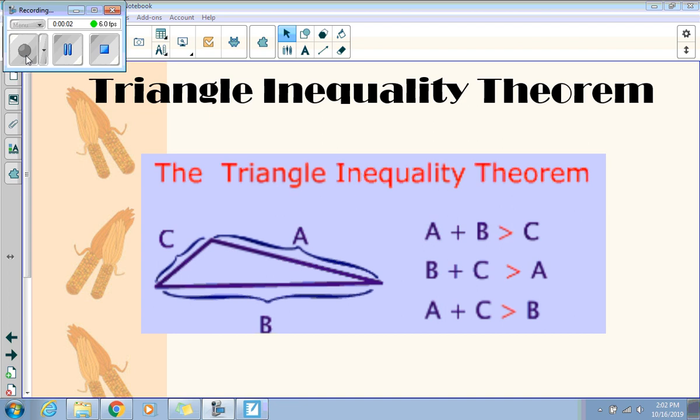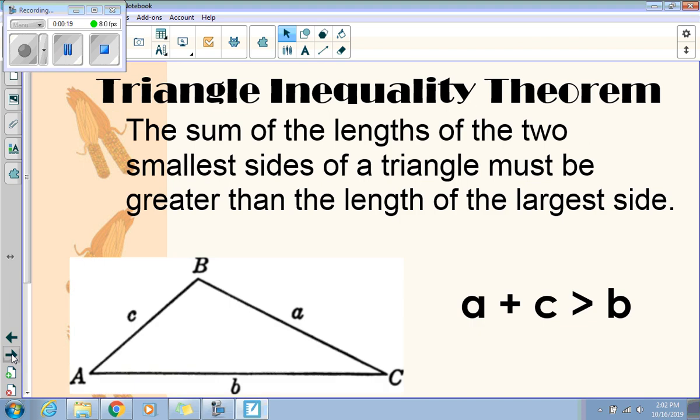Okay, so we're going to talk about the triangle inequality theorem and how it works, as well as finding the range for the possible values of the third side. So the triangle inequality theorem is going to state that the sum of the lengths of the two smallest sides of a triangle must be greater than the third side.